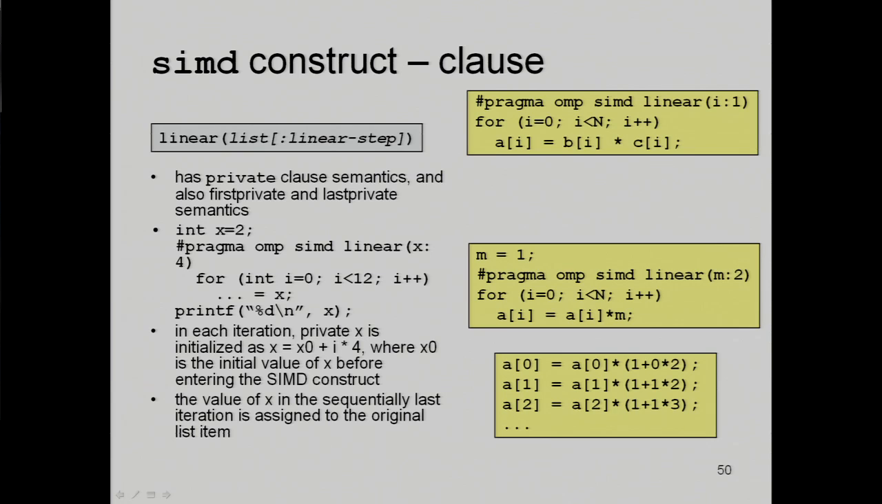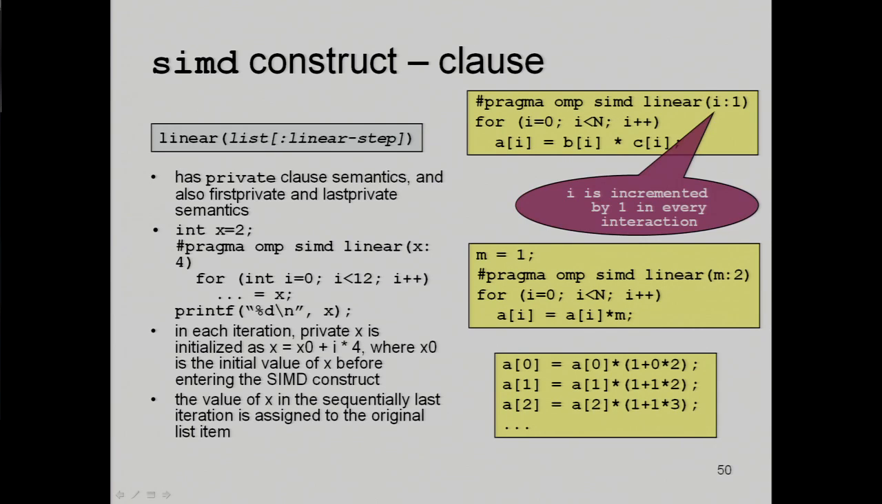And the linear clause is basically just to indicate that the variables in the list on the linear clause have the same prefix syntax and semantics, and also kind of serve as first prefix and last prefix semantics as well. What it does is that I is incremented by 1 in every iteration. Typo here, iteration, okay.